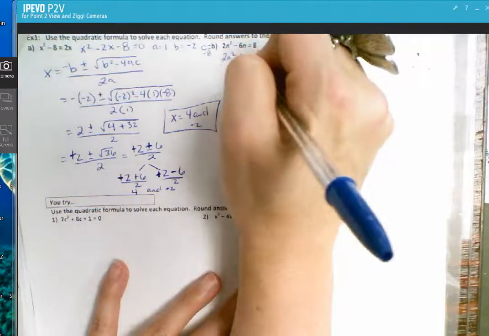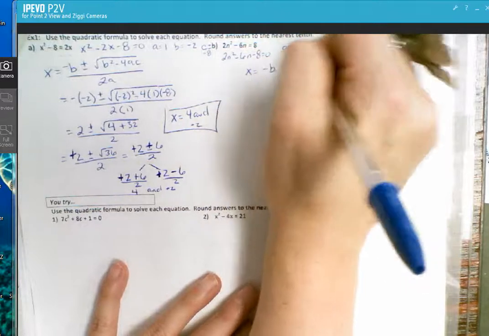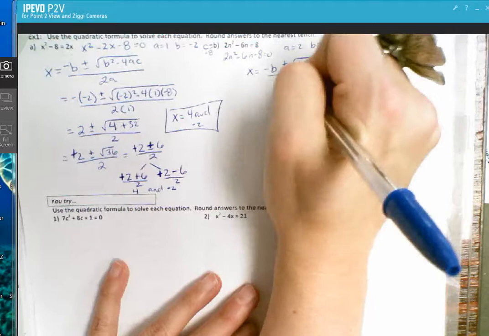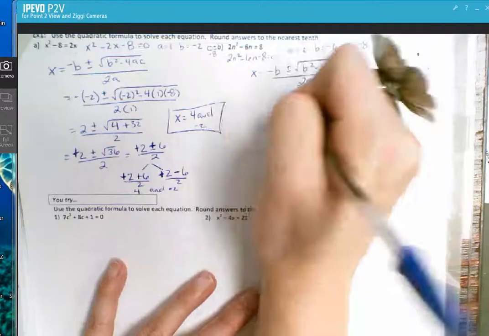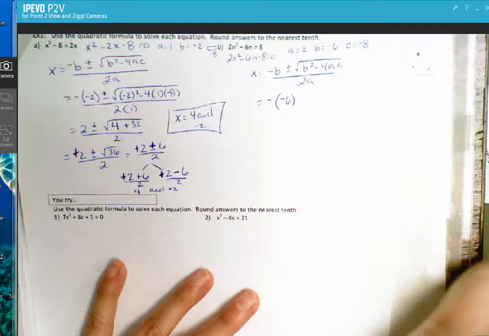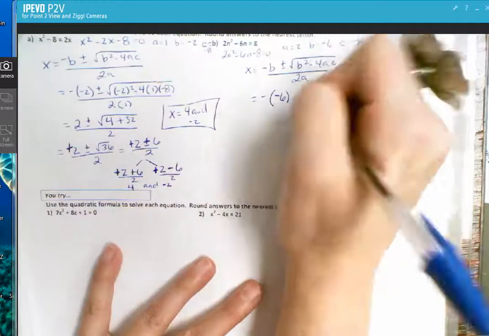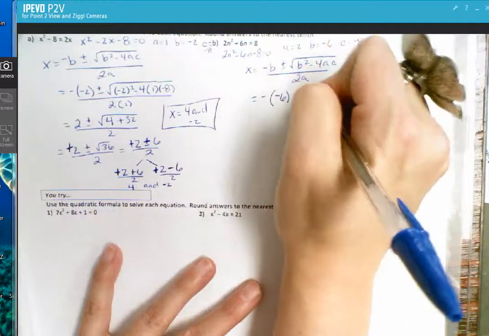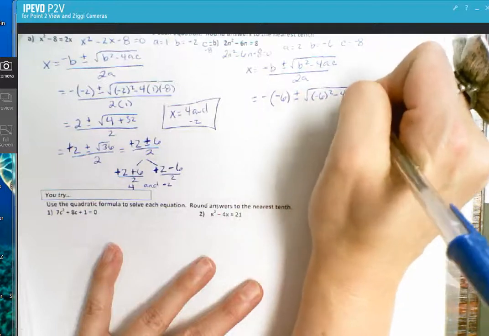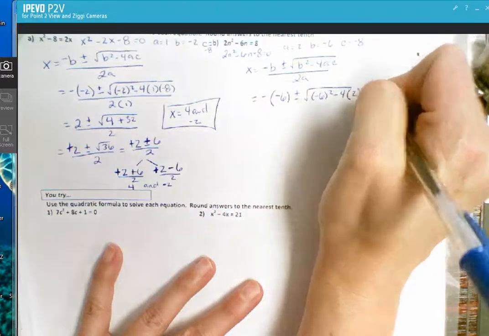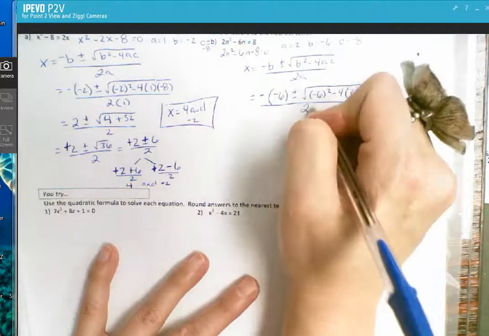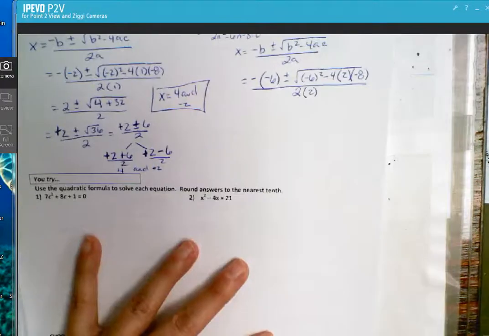X is equal to negative b plus or minus the square root of b squared minus 4ac all over 2a. Then I substitute. I have a negative, and then I have to substitute in my negative 6. So there's our positive 6. Don't let me screw that up. Plus or minus negative 6 squared minus 4 times 2 times c, which is negative 8, all over, don't forget your denominator because I see that a lot, 2 times 2.